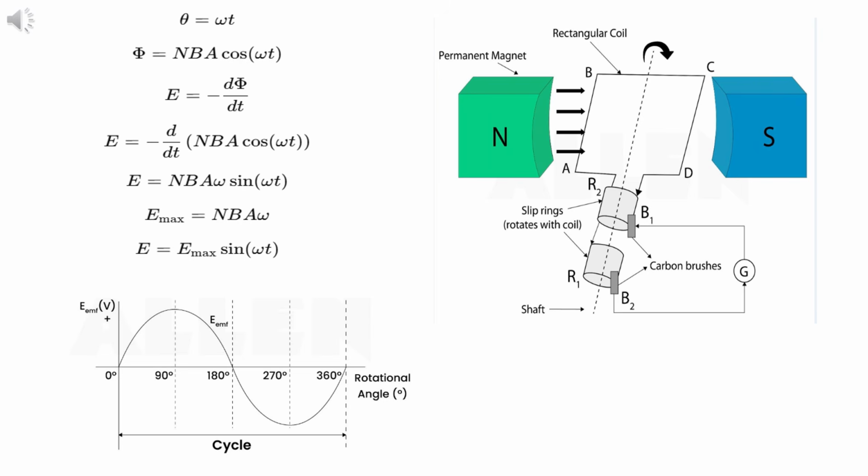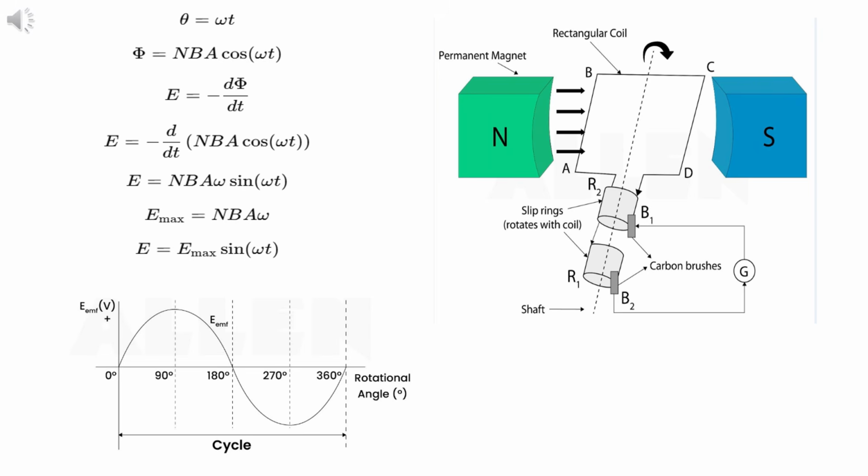Today we will understand how an AC generator produces electricity and why the current keeps changing direction. An AC generator converts mechanical energy into electrical energy. It works on the principle of Faraday's law of electromagnetic induction.